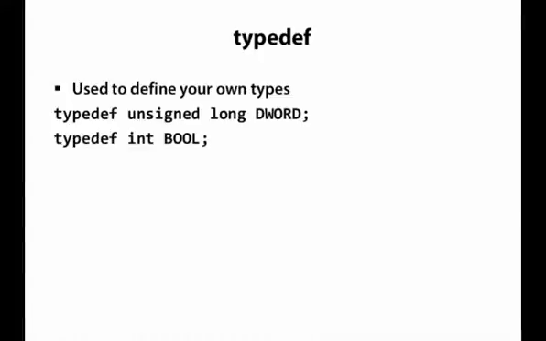With typedef, it's a keyword, so it starts with a lowercase t. And as you might guess from the name, it's used to define your own types. Here's a couple of examples. When I say dword, I really mean an unsigned long. When I say bool in all caps, I really mean an int.